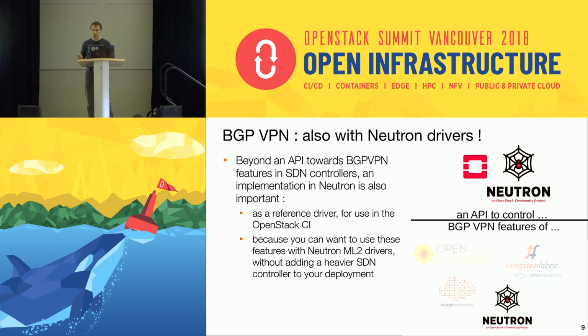And the second reason is that, having an SDN controller is sometimes what you want, but it's also interesting to have, as an alternative, the possibility of having these features in a context where you want something lighter than a heavy SDN controller. So we end up with a project in OpenStack that exposes an API to control BGP VPN features of SDN controllers and also of a reference implementation.